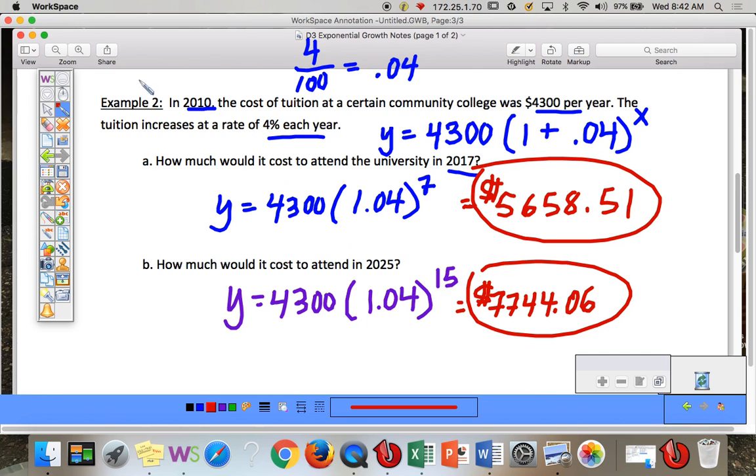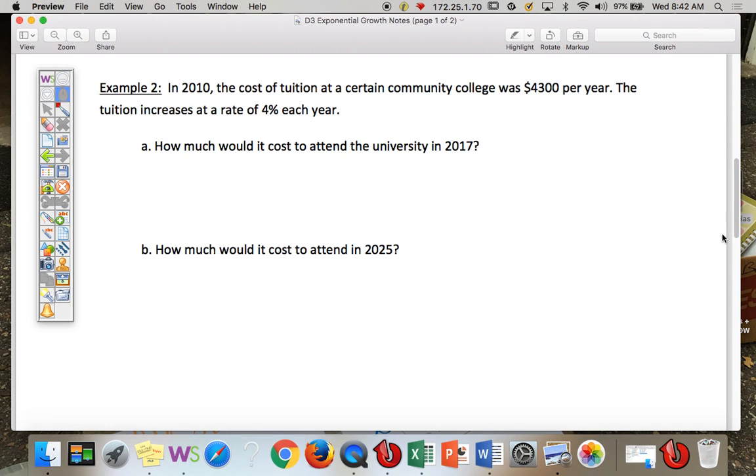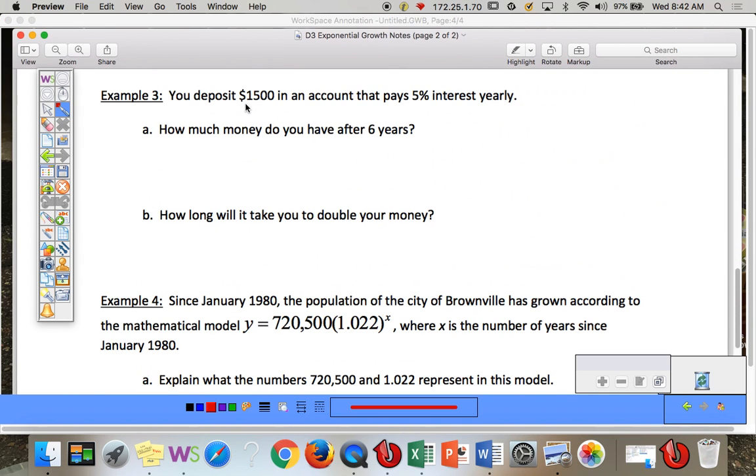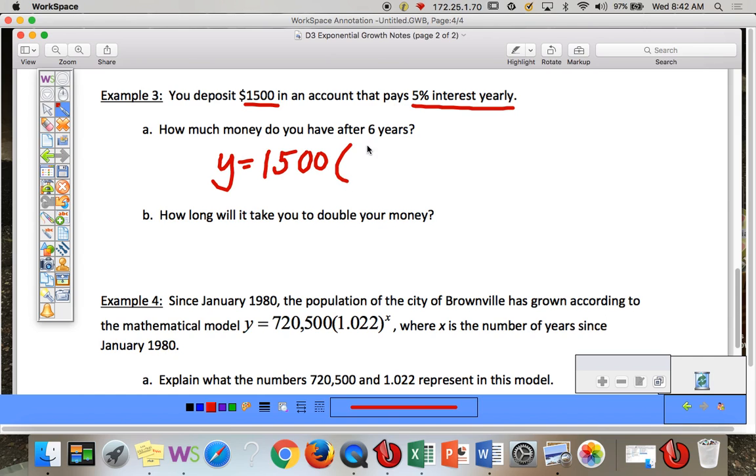Okay, so you've seen how we set up the equation. Let's just try a few more, and this will be what you practice today. You deposit $1,500 into an account that pays 5% interest every year. How much money do you have after 6 years? So we're going to start with our starting value, $1,500. It's increasing, so you take your $1,500, so 100% of the year before, plus your 5%, change it to a decimal, so that's 0.05, for 6 years.